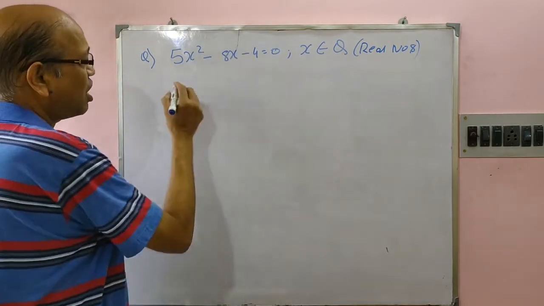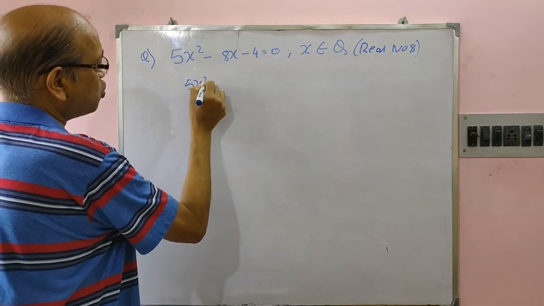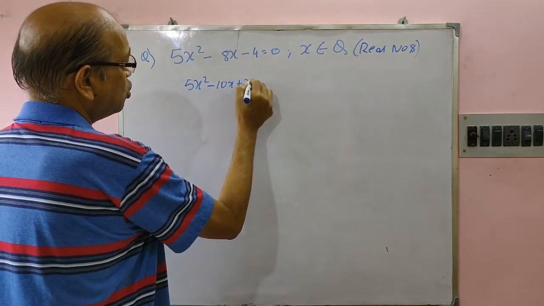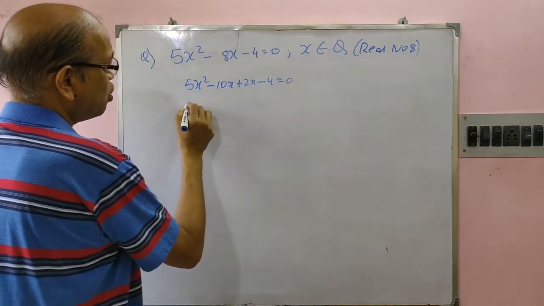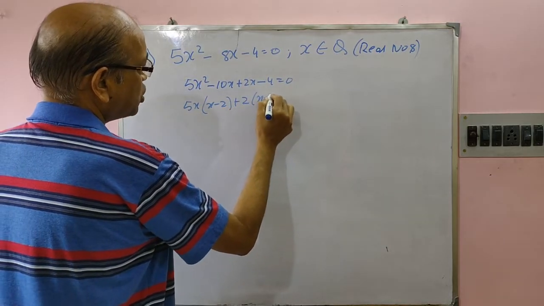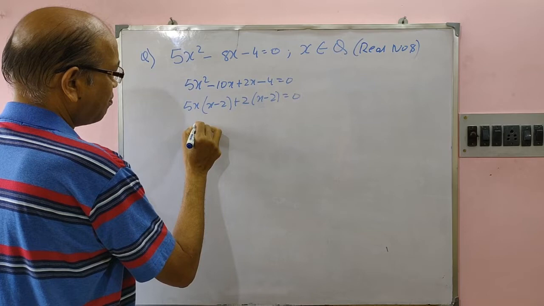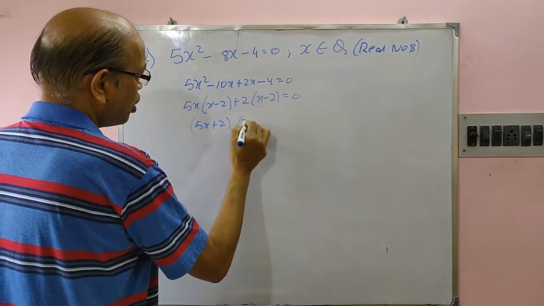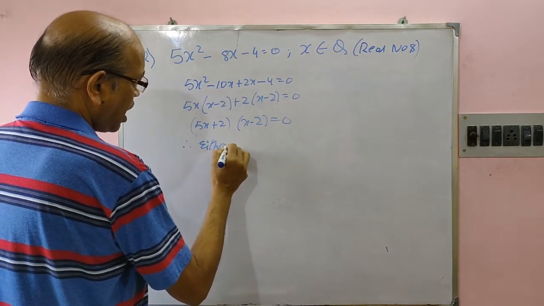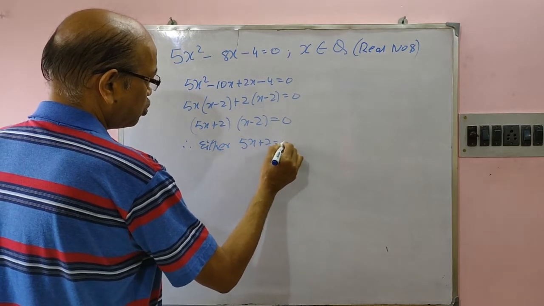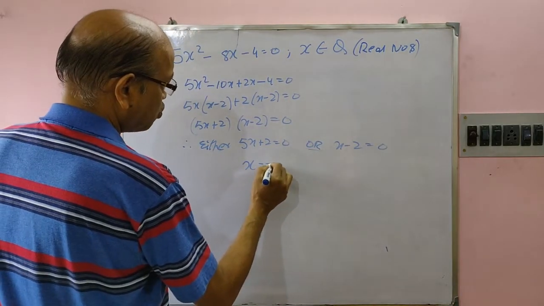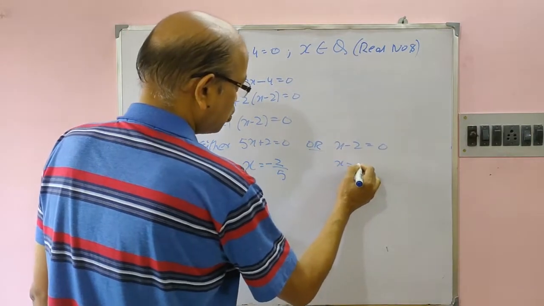So how do we do it? First, factorize this. 5x square, 5 into 4 is 20, 20 means 10 into 2, that is minus 10x plus 2x minus 4 equals 0. 5x common, x minus 2 plus 2 common, x minus 2 equals 0. Therefore 5x plus 2 or x minus 2 equals 0. Therefore either 5x plus 2 equals 0 or x minus 2 equals 0. Therefore x equals minus 2 by 5 or x equals 2.